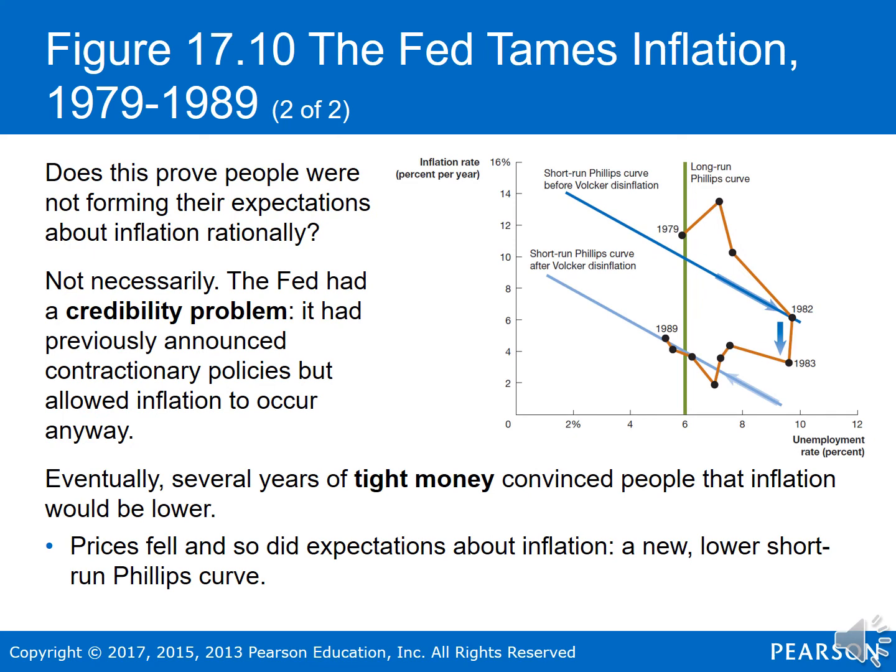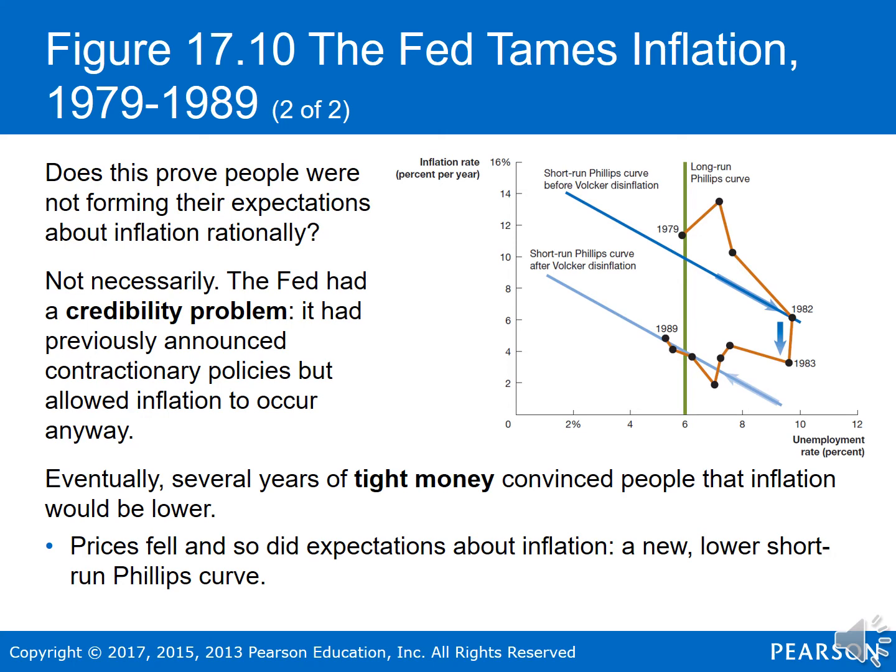Now, this isn't to say that people were not forming their expectations about inflation rationally. The Federal Reserve was announcing and signaling and enacting policy trying to reduce the inflation rate, but people were still anticipating a high level of inflation. The problem is that the Federal Reserve had a credibility problem. Over the past 2 decades, it had announced several times that it was going to enact contractionary monetary policy, so reduce the inflation rate, but increase the unemployment rate. But it allowed inflation to occur anyway.